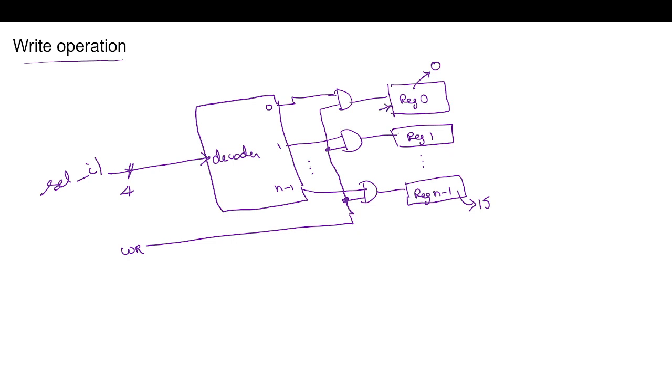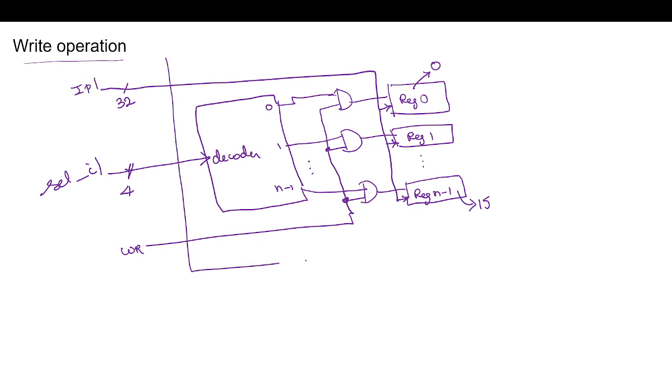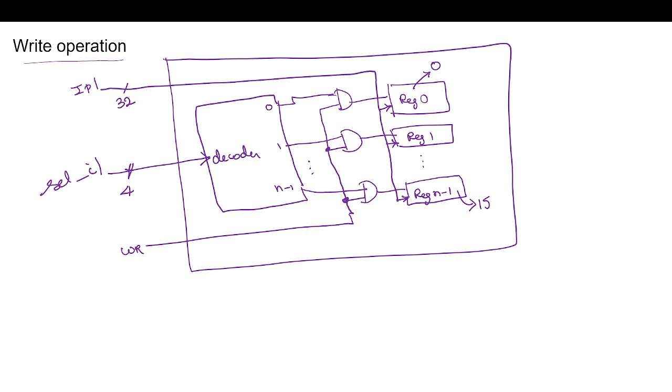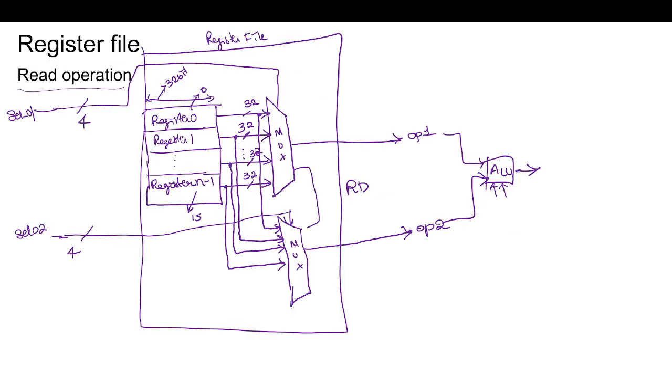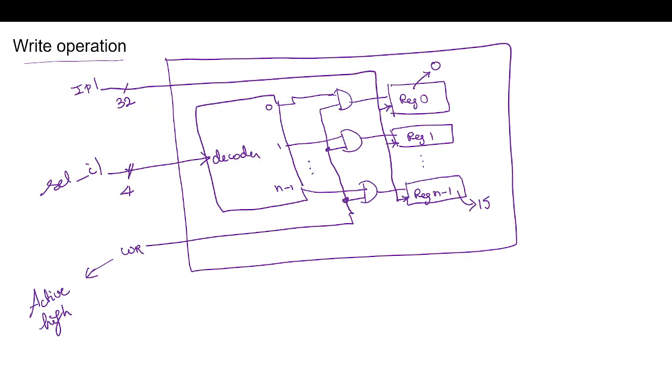Now we have to write this. We are selecting the register by using the decoder, and now we have to write this input. This will be a 32-bit input. So this entire block is our register file. For our logic, let us consider this to be an active high enable signal. Similarly, the read also needs to be enabled with respect to the read signal RD. If it is 0, then we will not perform the read operation.